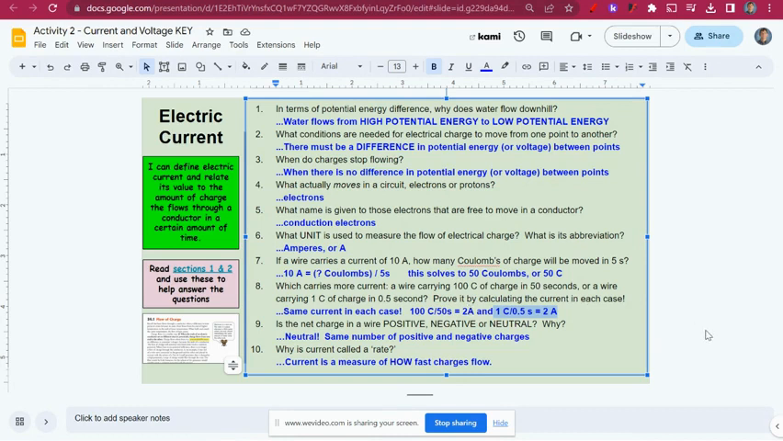Number 9 is the net charge in a wire, positive, negative, or neutral. It is neutral. So every circuit, every part of a circuit, every wire, every light bulb, every battery has the same number of positive and negative charges. So overall, they cancel out. That's neutral. And current is called a rate. Rate is how fast something happens, and so current is a measure of how fast the charges flow. Okay, let's move on.